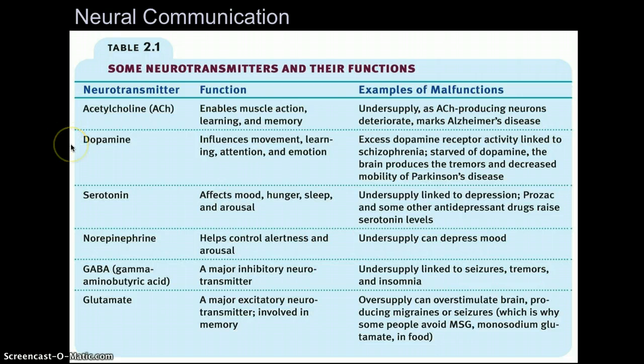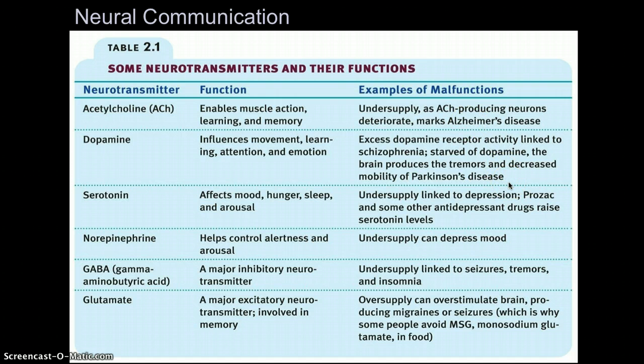The second one we have here is dopamine, and that influences movement, learning, attention, and emotion. And excessive dopamine receptor activity is linked to schizophrenia, so it's a disorder we'll talk more about in the later units. When there is a lack of dopamine, the brain produces tremors and decreased mobility, which is also a mark of Parkinson's disease. So these first two neurotransmitters, with Alzheimer's disease and Parkinson's disease, there's no cure.